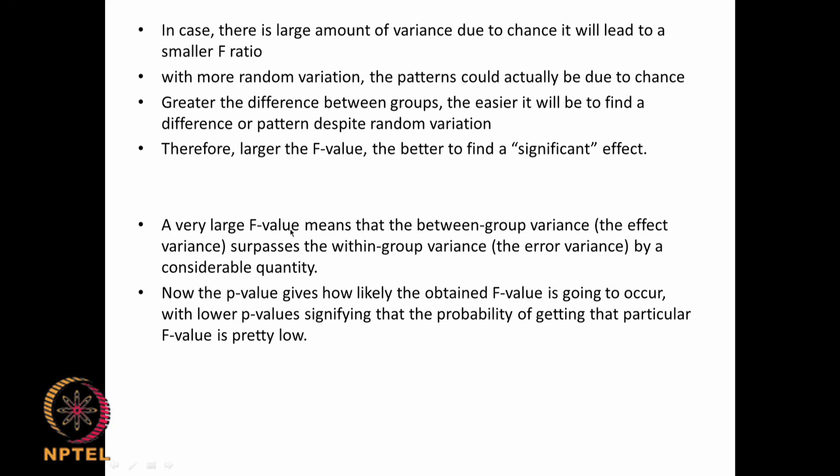So, a very large F value means that between group variance surpasses the within group, you understand, between sample variance versus within sample variance. Always within sample variance should be very small in order to find between sample variance or between group variance. This within sample variance is also called error variance, whereas between sample or between group is also called effect variance.